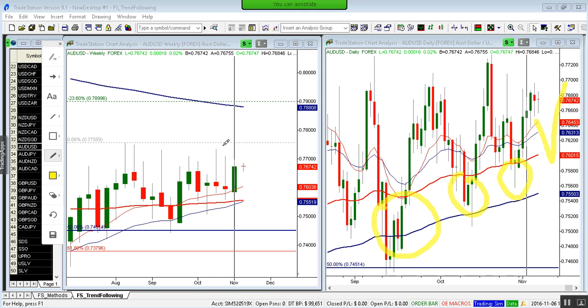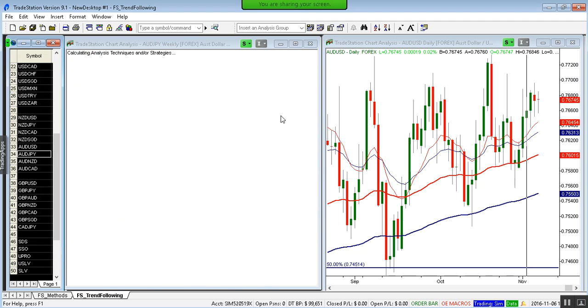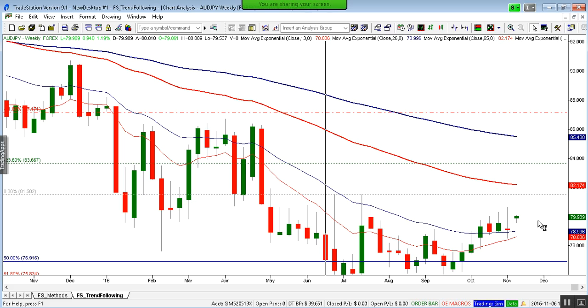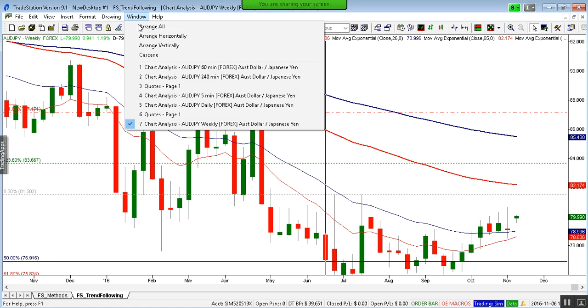Okay, the Australian dollar Japanese yen has been following up on that trade, and obviously it has gapped up today along with all the pairs that are trading against the Japanese yen. So the Japanese yen, it's very, very weak.